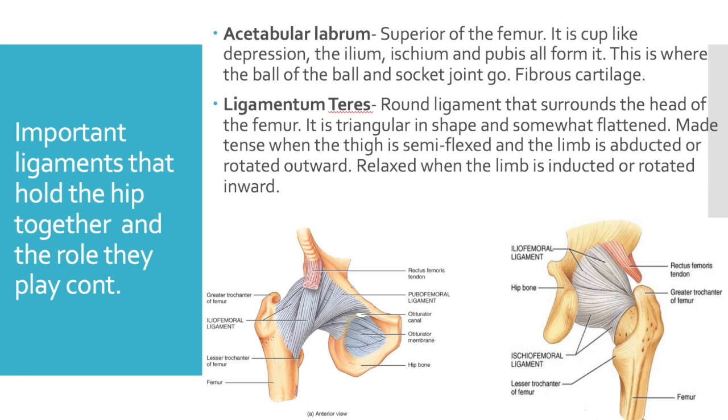The ligamentum teres is a round ligament that surrounds the head of the femur. It's triangular in shape and somewhat flattened. It's made tense when the thigh is semi-flexed and the limb is abducted or rotated outward.